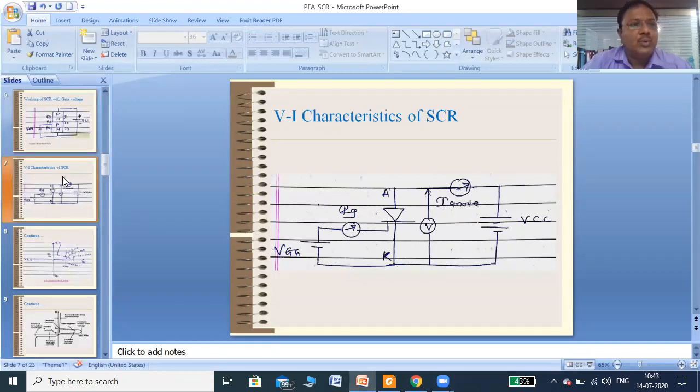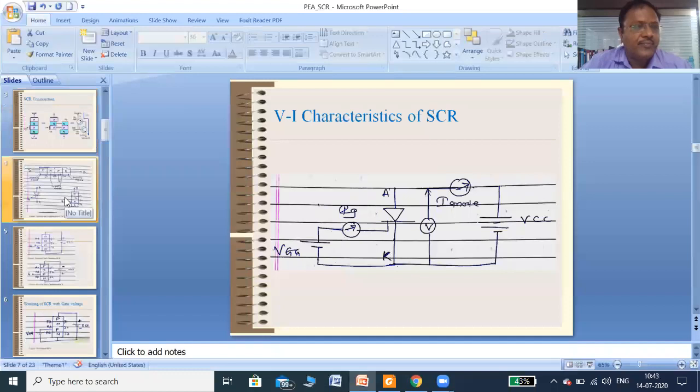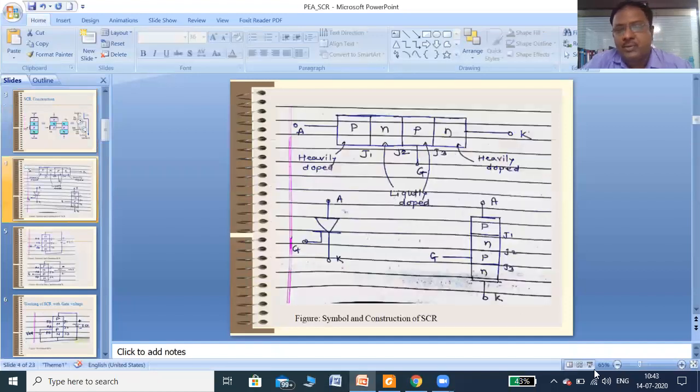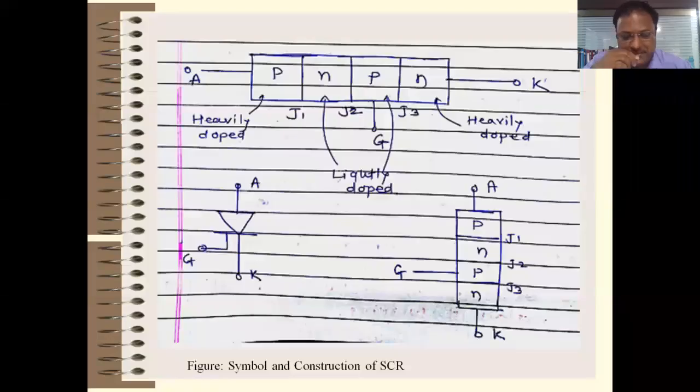Okay. So in the last lecture, we have seen the construction of SCR, and the working of SCR as well as the VI characteristics of SCR. So I'll just repeat the topics we have covered in the last lecture within 5 minutes, and then we will start the next one till the students join the meeting.